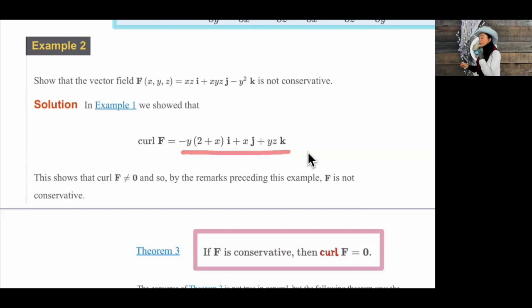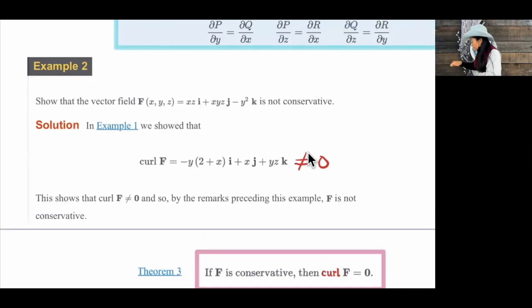Does it equal zero? Well, it is not zero, right? The component here is not zero. So then the curl of this is not zero. Okay, so by the theorem above, if the curl is not zero, then the vector field is not conservative.